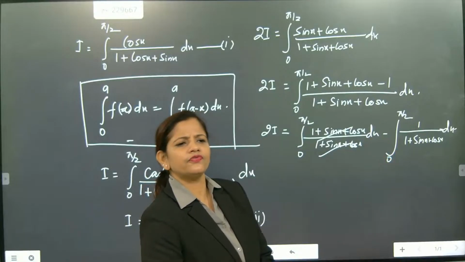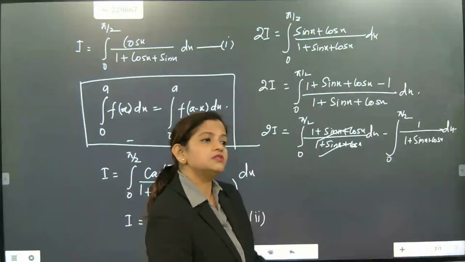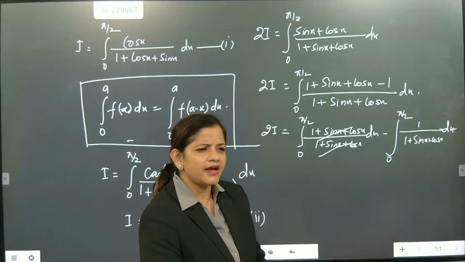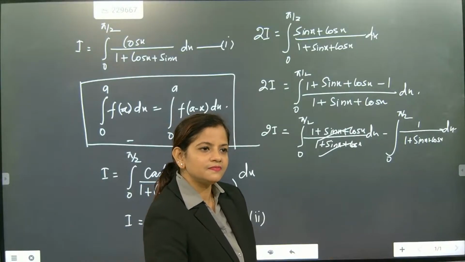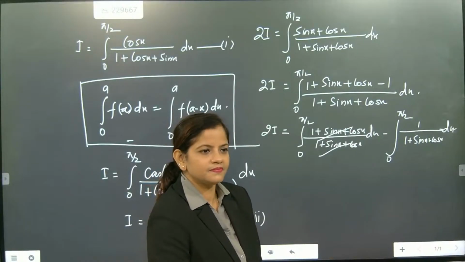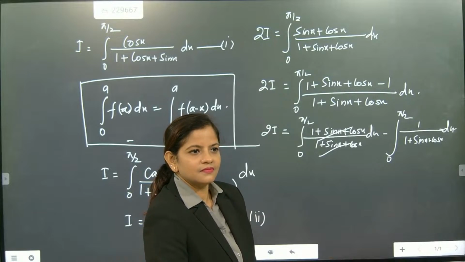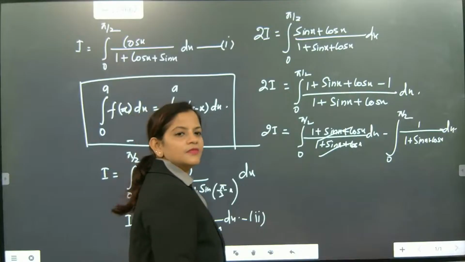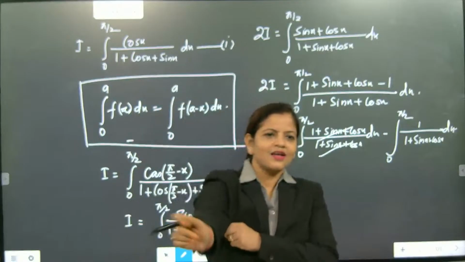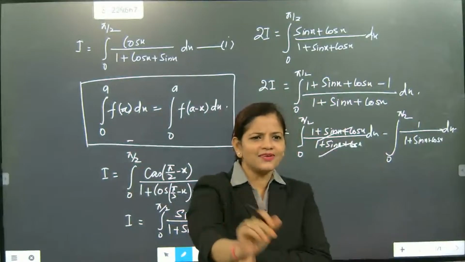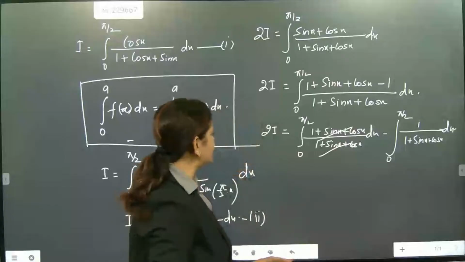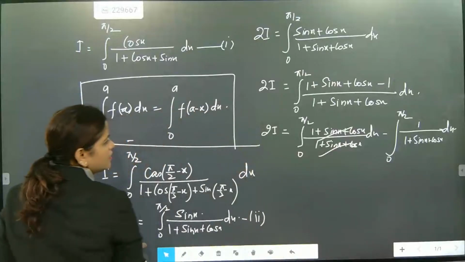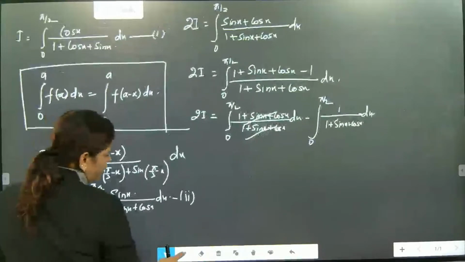Now sin is a different trigonometric ratio and cos is a different trigonometric ratio. Any idea how to solve that? Say, Rohit, any idea? The question has a format to solve.